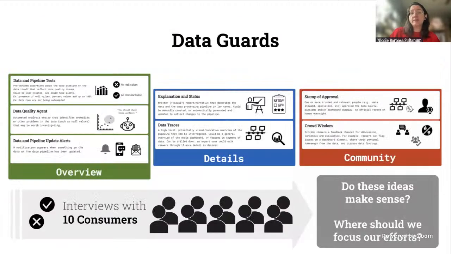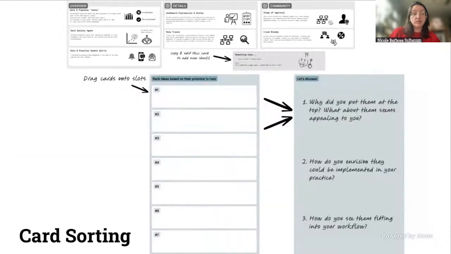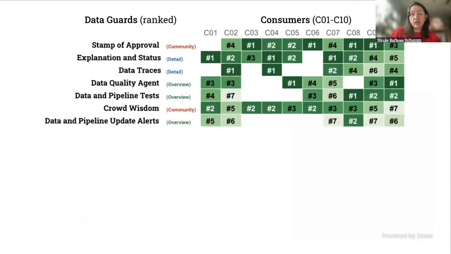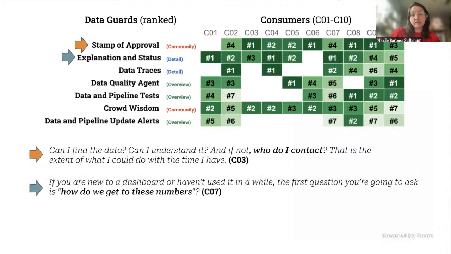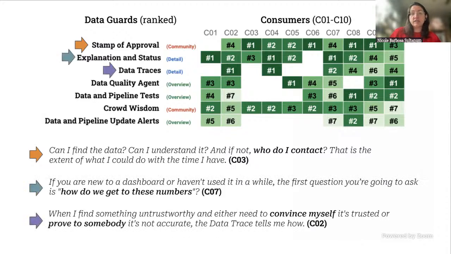To get a sense of where implementation efforts should focus first, we asked our 10 consumers to rank the data guards in order of perceived utility to their practice in a card sorting exercise. Here we have the results with data guards sorted in descending order of rank counts. The highest ranked one is stamp of approval, which speaks to the importance of community in quick trust signals. But the following two, both under the details cluster, suggest that there are occasions when having more information is helpful and delving deeper is necessary.